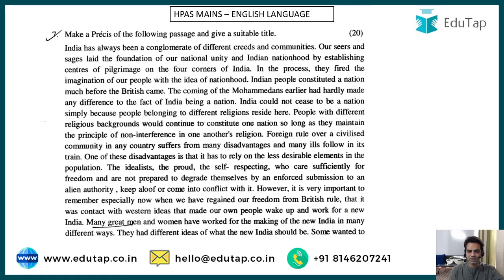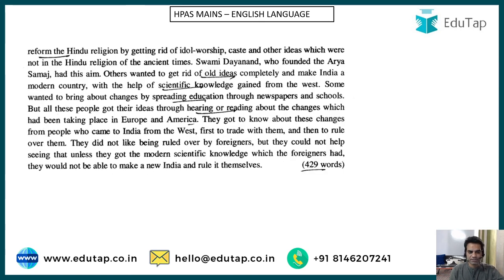And question number 7, there was a passage given. You had to make a précis for this passage. This was the complete passage, and it was 429 words. The rule of précis is that you have to bring it down to 1/3. So 1/3 of this would be 140 to 150 words. You had to read the whole passage, comprehend it, contract it, and write the précis, giving it a suitable title. Right? So basically, guys, this is a paper where you should be ready with your drafting skills.